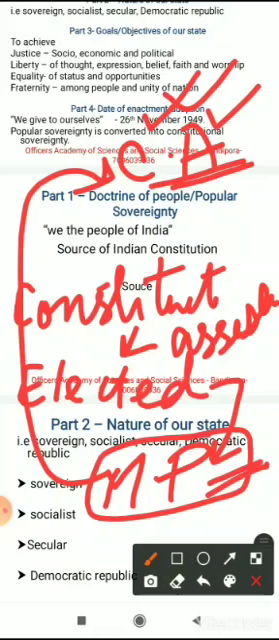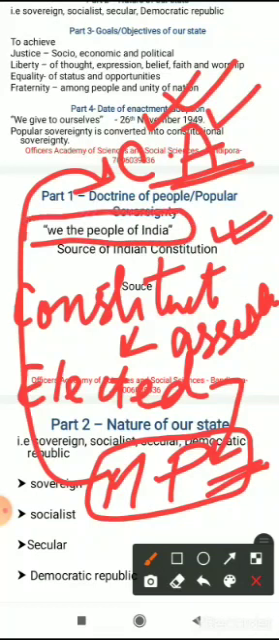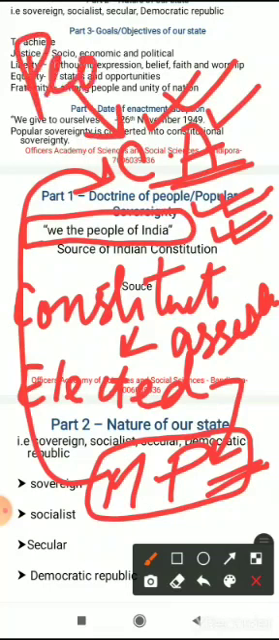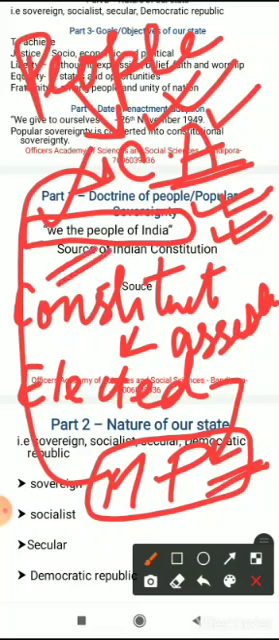And when we say the Constituent Assembly has framed our preamble, which in turn was elected by people, we can say that this source of Indian constitution is the people of India, that is we the people of India. The reason the words we the people of India are used is because the constitution was formed by the constituent assembly, and the constituent assembly was in turn elected by the people. So that's why the first part says we the people of India. The source of Indian constitution is the constituent assembly, that is the people of India.